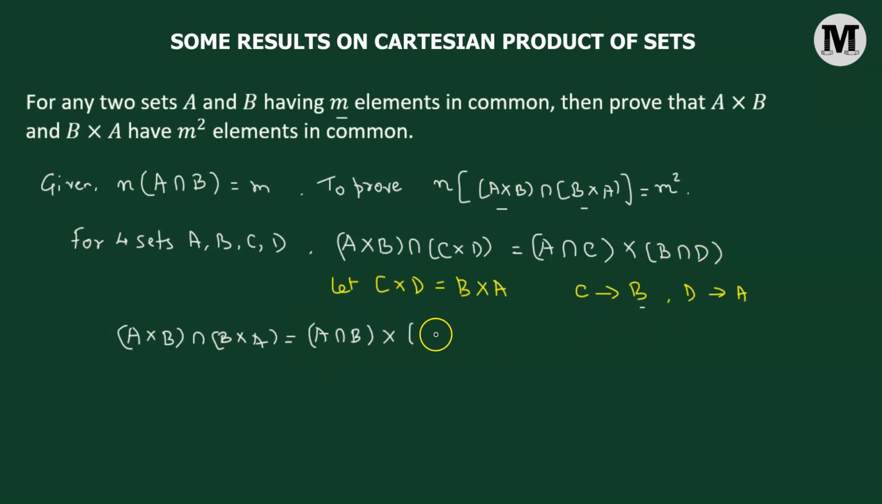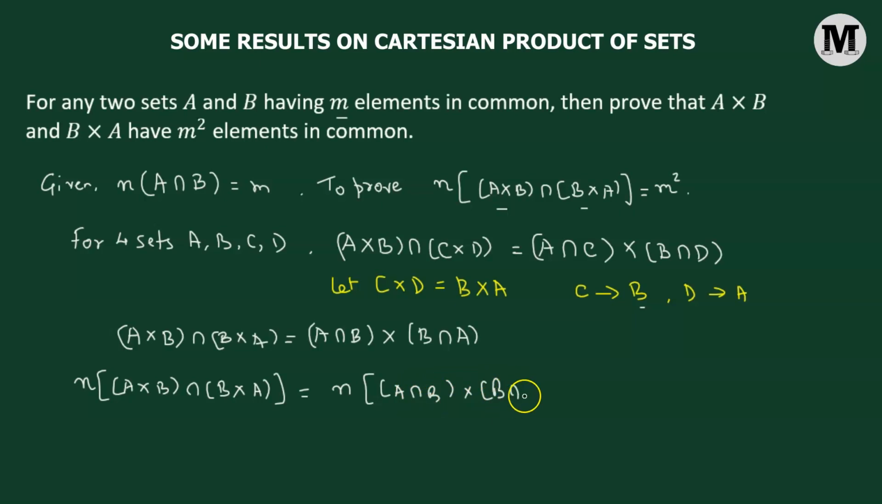What is B intersection D? In place of B, let's keep it B as it is, and then we're going to replace D with A. So we have B intersection A. That means, in other words, if we want to find the total number of elements in the Cartesian product of A and B intersection the Cartesian product of B and A, this is the same as finding the Cartesian product of the set A intersection B and the set B intersection A.